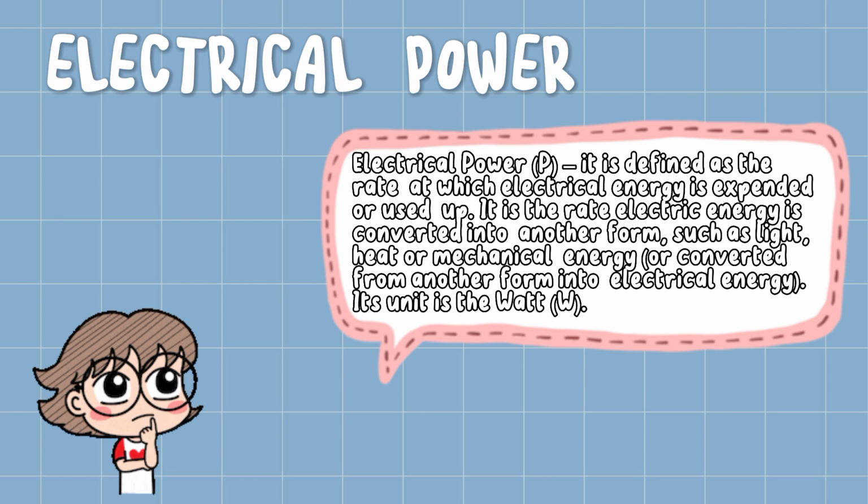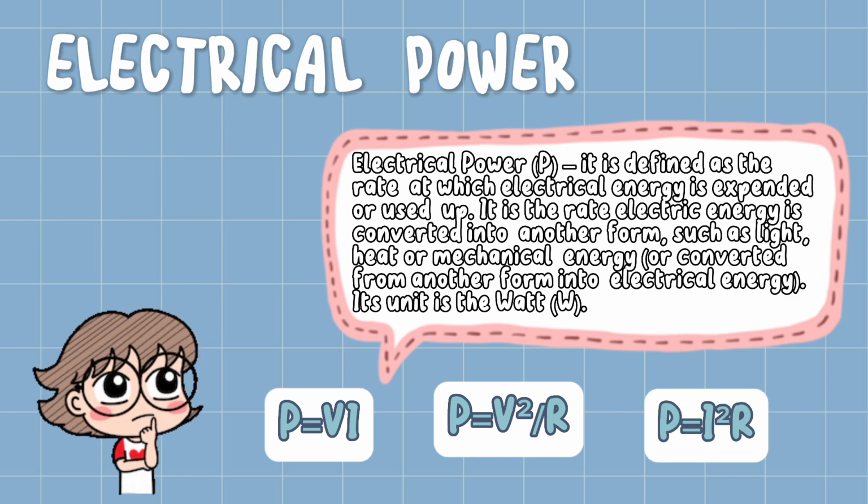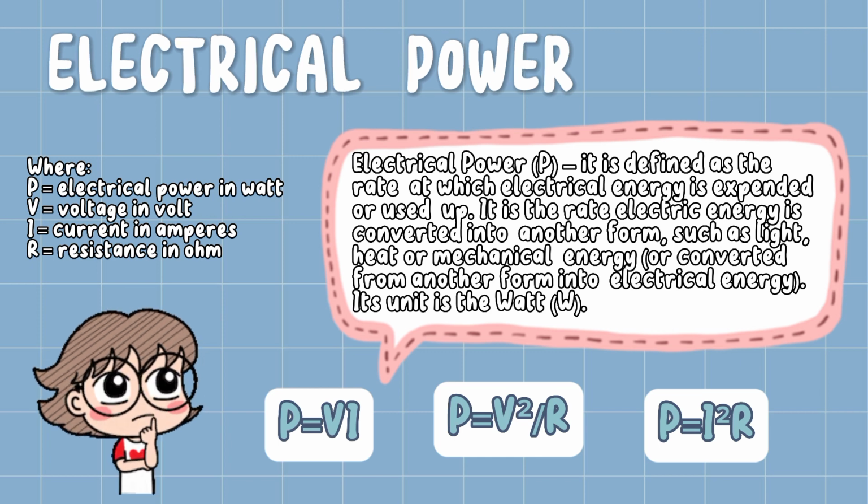So the formulas we use for electrical power are P = V × I, P = V²/R, and P = I² × R, where P is the electrical power in watts, V is the voltage in volts, I is the current in amperes, and R is the resistance in ohms.